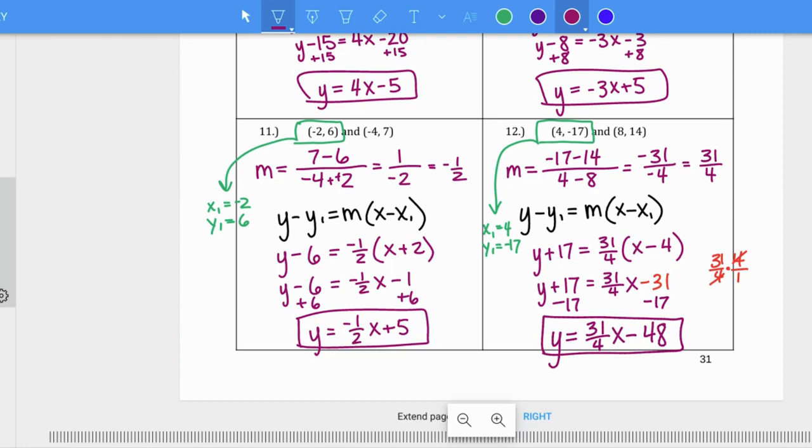Hey, and you know what? You can always check these by putting those 2 points in Desmos and put your equation in and see if it actually hits your 2 points. It's a great way to check and see if it works. All right, that was Unit 4, Lesson 6, Writing equations in slope-intercept form.